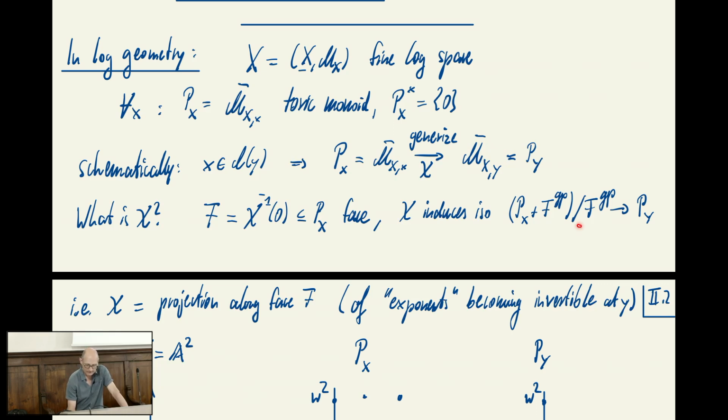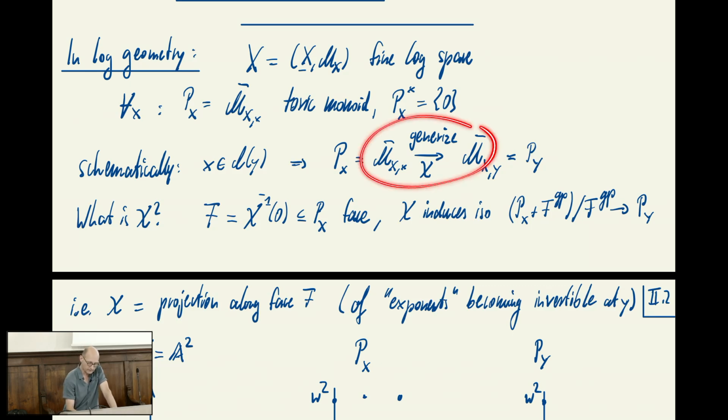I cannot divide out f. That doesn't really make sense in monoids. But what you can do is, first, extend your cone in the direction of f. So this is done here. You take P_x plus f group. So this is a cone that is kind of a ridge. And then you divide out, and you project along f group. So you divide out f group. And chi induces a map in this direction, and it actually is an isomorphism.